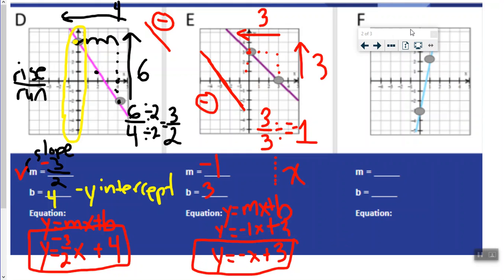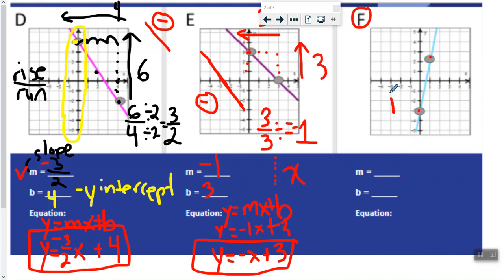Okay? All right, now let's do F. First, we got to calculate the slope. We start here and we end here. First, let's count how many spaces we go up. 1, 2, 3, 4, 5. We went up 5. Now we got to count how many spaces we go to the right.